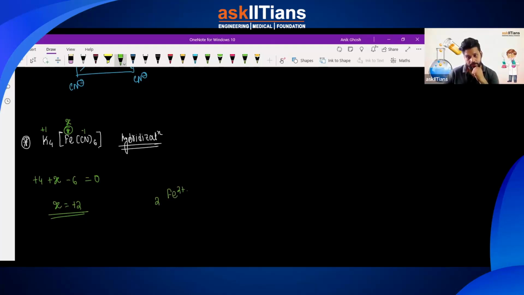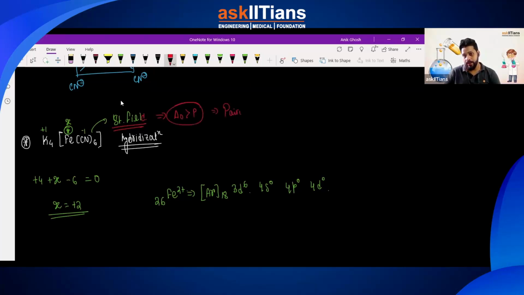Iron is 26. So the +2 oxidation state would be argon 18 3d6 only, because the 4s2 electrons are gone. Then 4s would be 0, 4p would be 0, 4d would be 0. Now, cyanide, strong field or weak field? Cyanide, strong field. Cyanide being strong field, I would see delta O greater than pairing energy. So we would do pairing, there would be pairing happening in there.